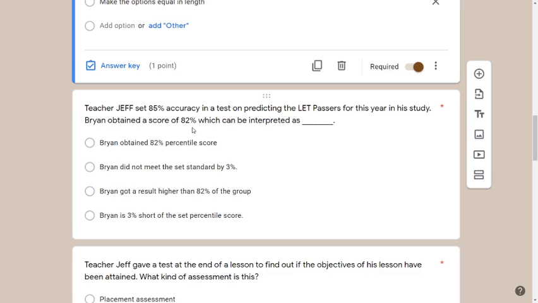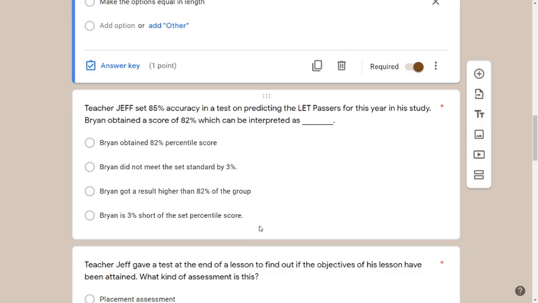So in here, obviously this is the standard and this is the result that you have obtained. I would go with the 3%. So I will X out A and I will X out C. So my probable answer here would be Brian did not meet the set standard by 3%, or Brian is 3% short of the set percentile score.